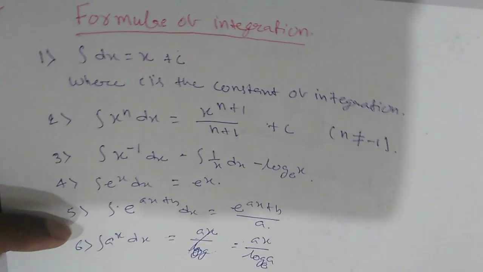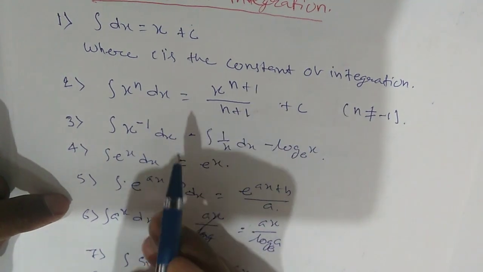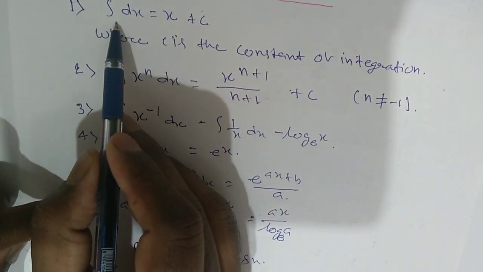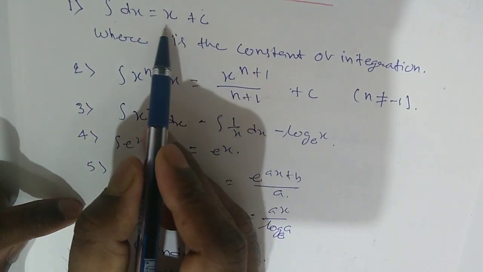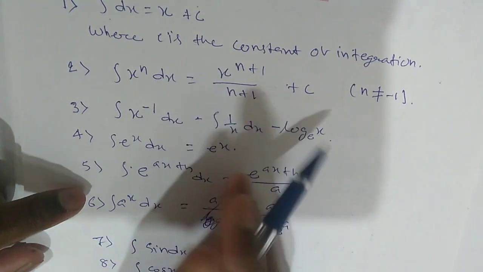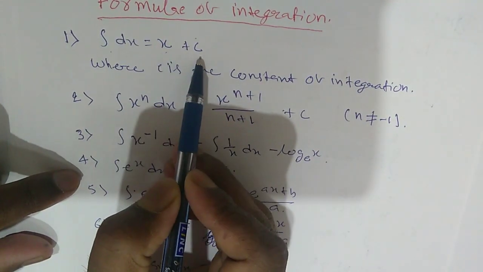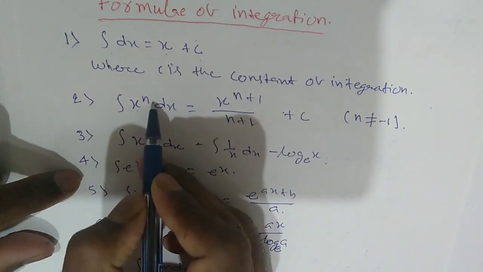formulas of integration, valid in the case of indefinite or definite. Number 1, dx. If we integrate it, we get x plus c, where c is a constant. Next, x raised to power n.